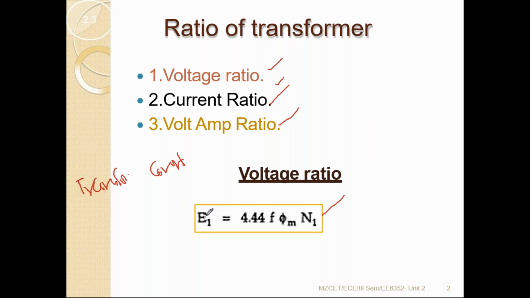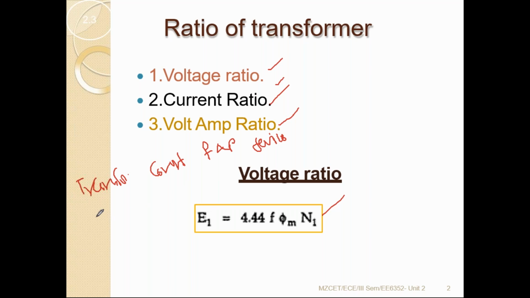Transformer, remember, transformer is a constant frequency and constant power device. It can vary only voltage and current. When the voltage is high, current will be low. When the voltage is low, current will be high. Okay? So transformer is a constant frequency and power device. Don't forget this statement. In some of the interviews they will ask, what type of transformer it is, constant frequency or constant power device?